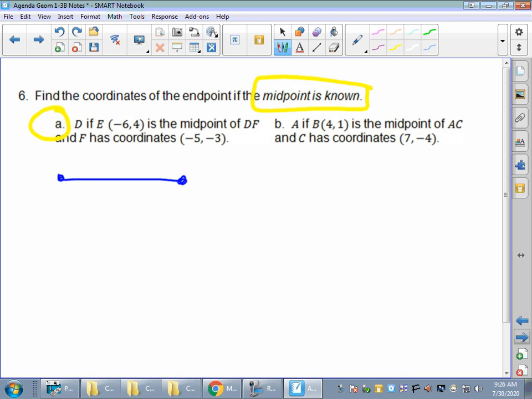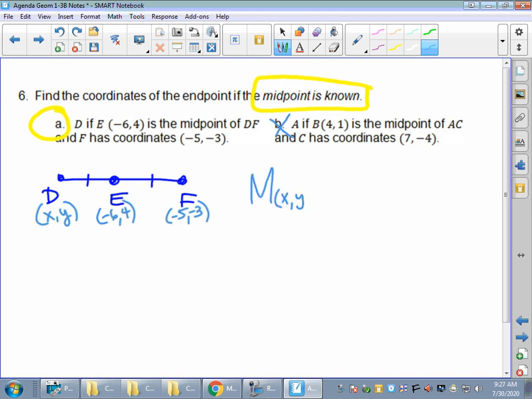Find the coordinates of the endpoint D if E is the midpoint of DF. So I'm going to put those little congruent dashes on there, right? I know if it's a midpoint, they have to be congruent just to show that it is. And I'm going to put the ordered pairs on here. So D is what we're looking for, so that's going to be an (x, y). E, it says, is at negative 6, 4. And F is at negative 5, negative 3. I know I drew a horizontal line. It's not going to end up being horizontal, but we are going to use our midpoint formula.